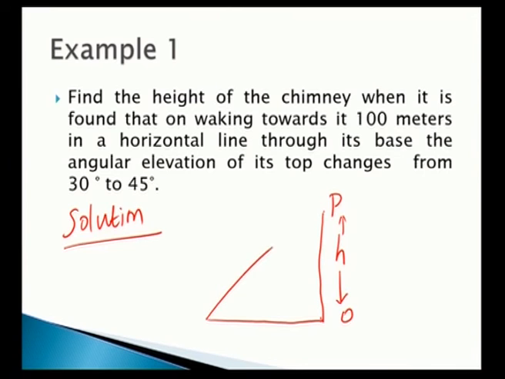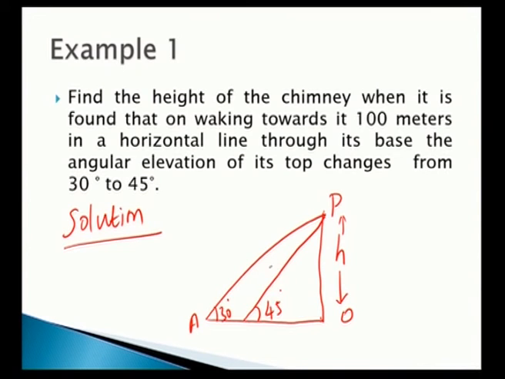So this is the 30 degree angular elevation. Keep this point as A. Then keep this as the initial elevation. Then it changes to 45 degree when he approaches the chimney. Now OA is equal to 100 plus h.